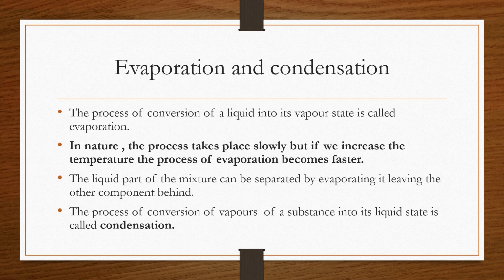So the process takes place slowly. But how can we increase the rate or the speed of this process? By increasing the temperature. Now suppose we have a mixture of liquid and solid. We can separate it by evaporation, because the liquid part will evaporate, or convert into vapors, and the remaining solid will be left behind. And we need the vapors in another container too, as we have to separate both the components. So the water that is converted into vapors will be converted again into liquid by the process of condensation.